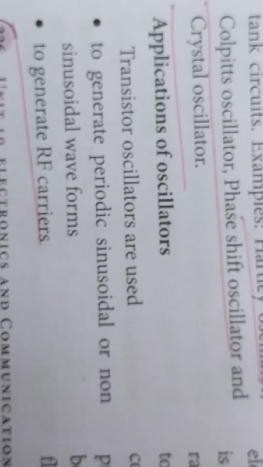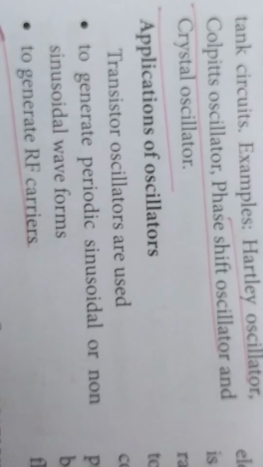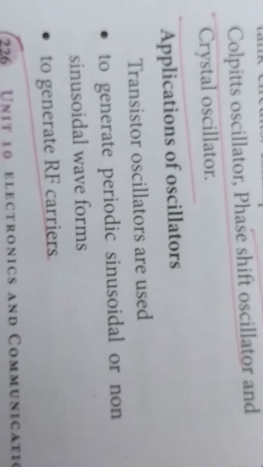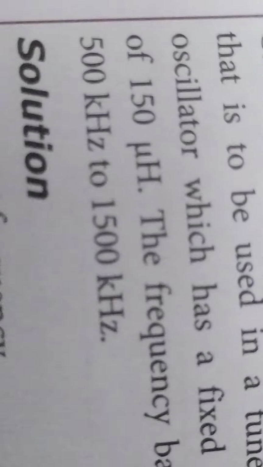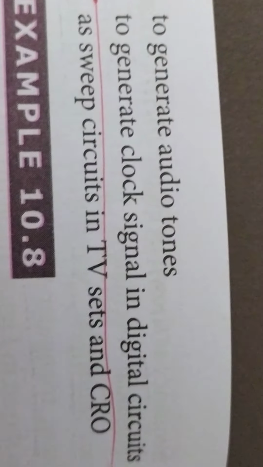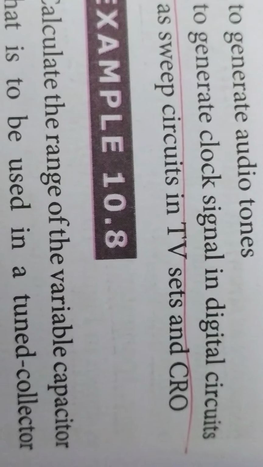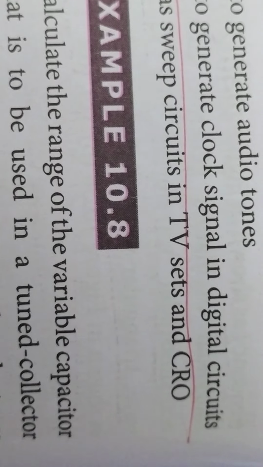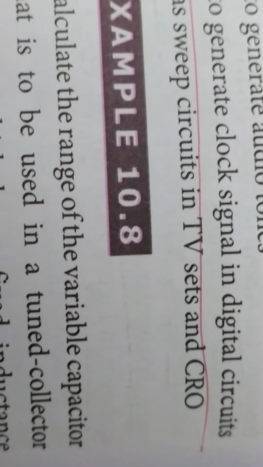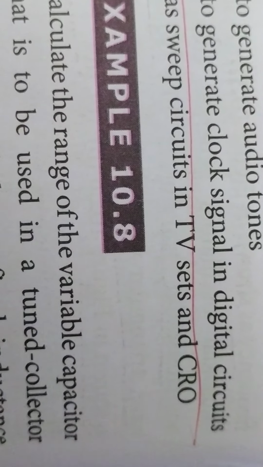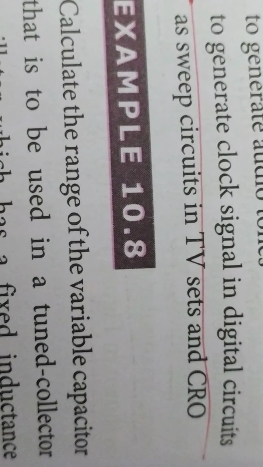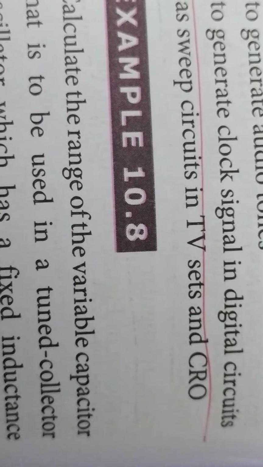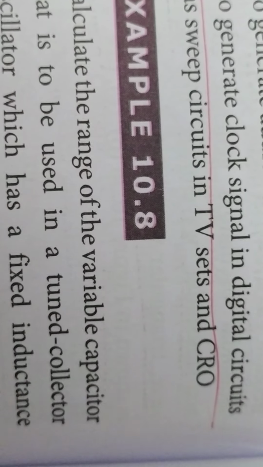And next we are going to see about applications of oscillators. It is used to generate periodic sinusoidal or non-sinusoidal waveforms, to generate RF carriers, to generate audio tones, to generate clock signals in digital circuits, and as sweep circuits in TV sets and CRO. These things we are going to see in the later part of this chapter, and these amplifiers and oscillators are very helpful in radio sets, TV sets and CRO. CRO is nothing but a cathode ray oscilloscope, which we shall see in the later part of this chapter.